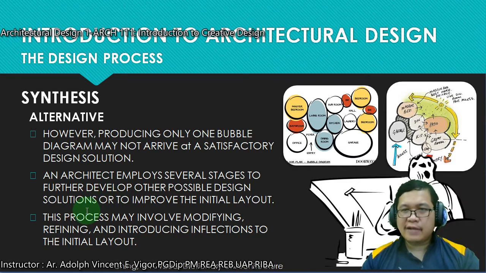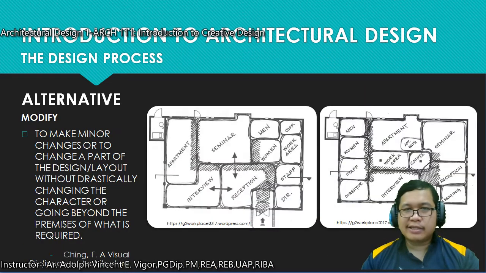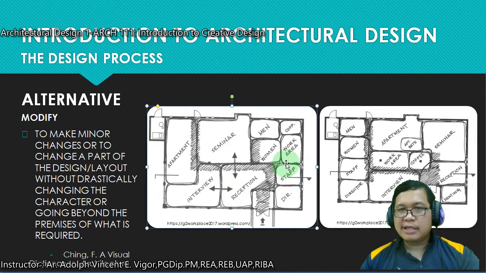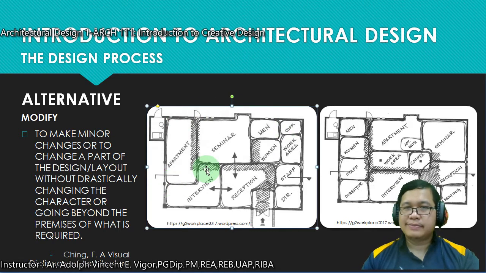After you have understood it, that's the time when you're going to modify in this alternative. So this one is what you call your preliminary design. In your preliminary design, class, you already have an understanding of how big the spaces will be. So these are no longer just mere bubbles. Okay, it has a size, a scale, and it has a location.